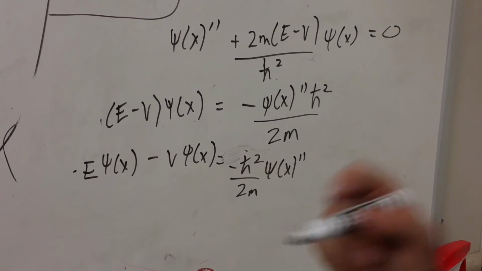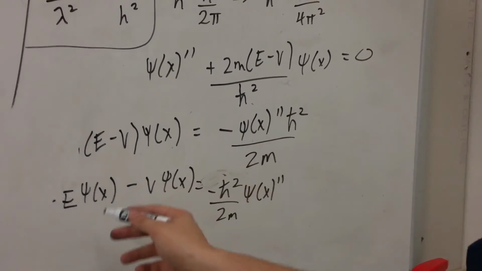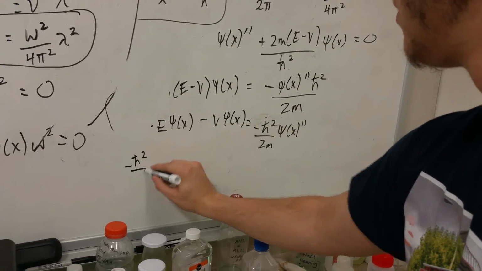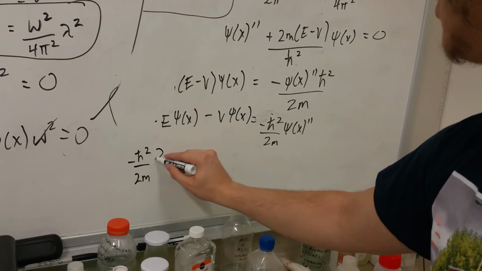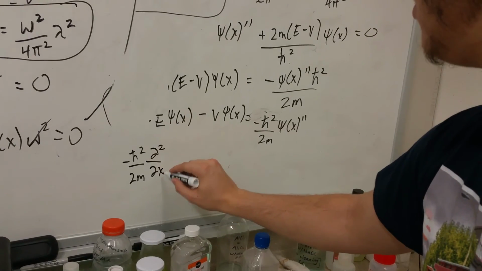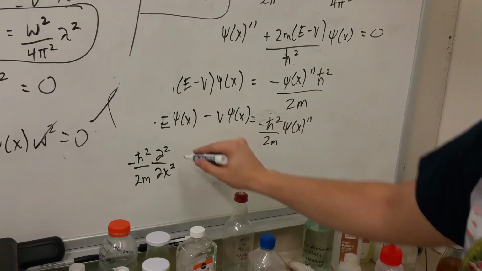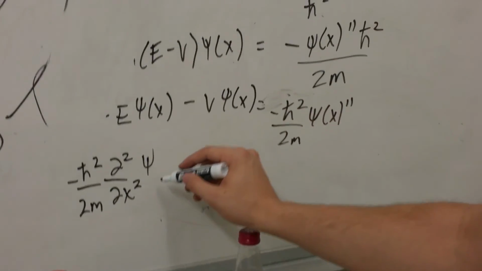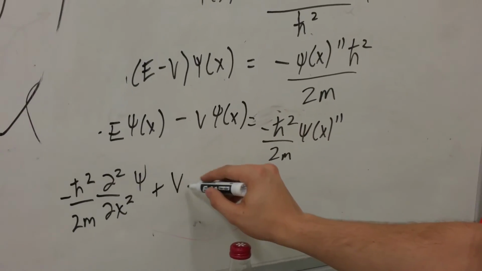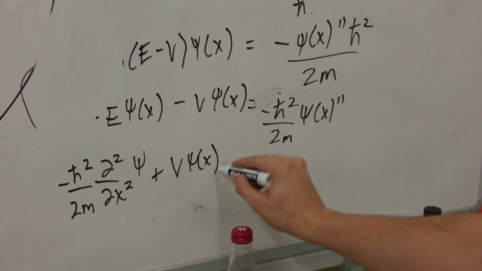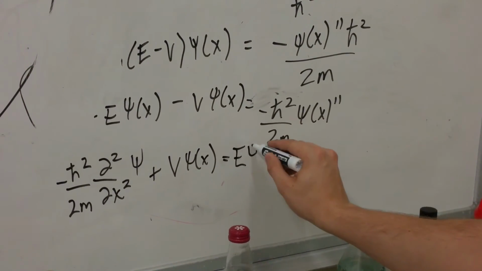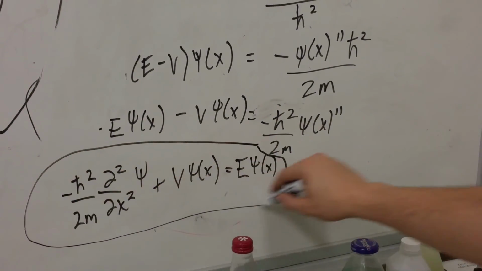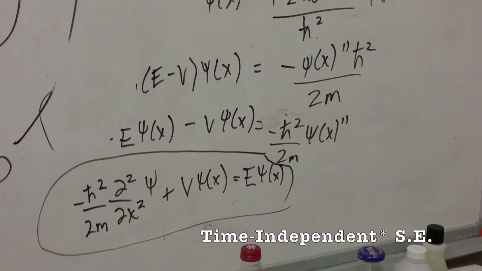And in an even more simple form, if I just move this to the left in the conventional way that it's written, you have this times the second derivative of whatever you're dealing with, which is the wave function in this case, plus the potential times the wave function equals energy times the wave function. Okay, so that is the Schrodinger equation.